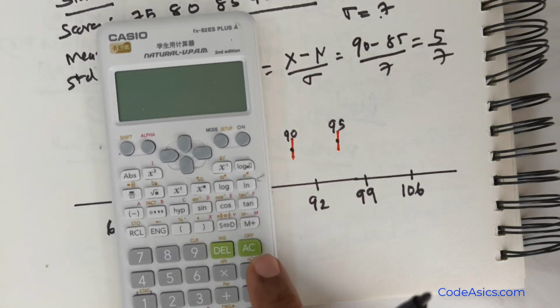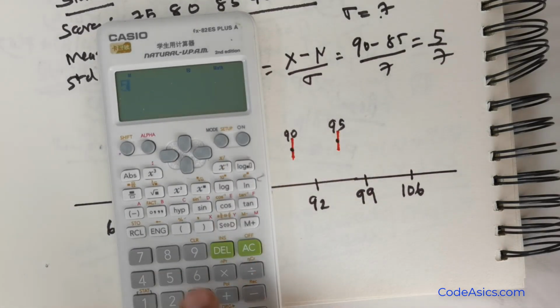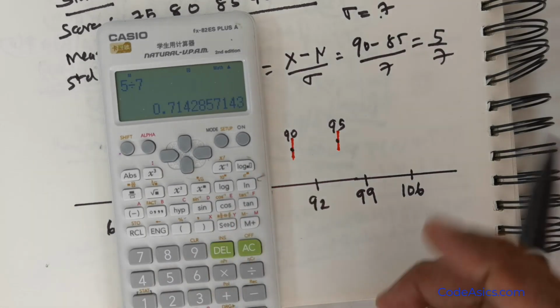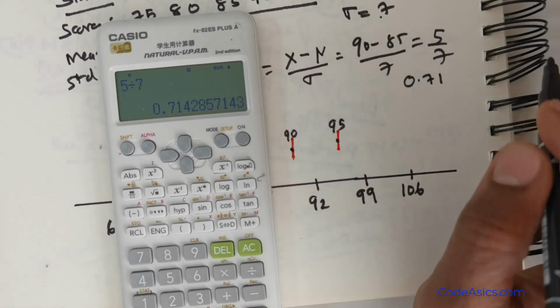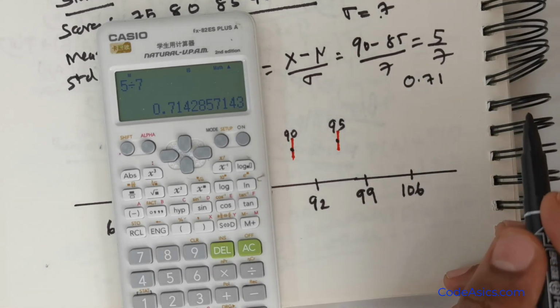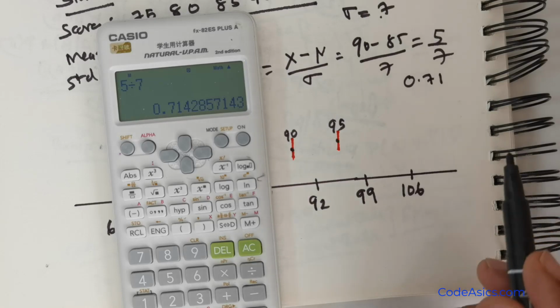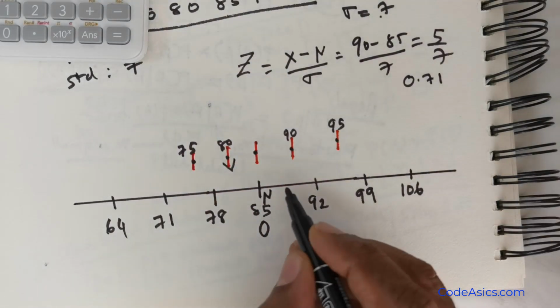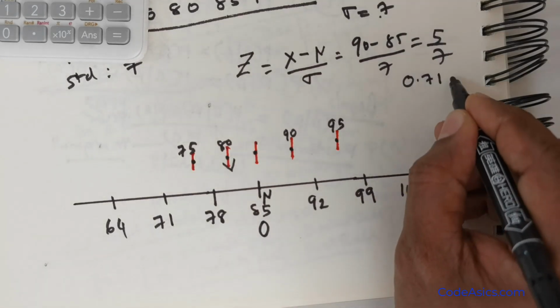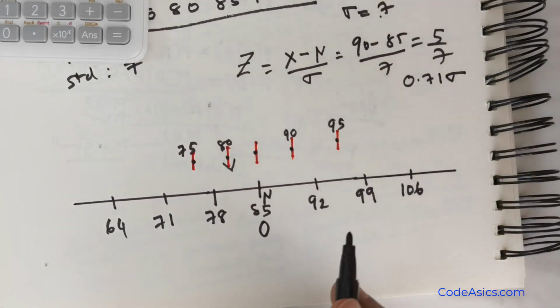So you divide 5 by 7, you get a value of 0.71. 2 digits are sufficient. So that would mean this value 90 is 0.71 sigma from the mean. So that's the way you need to read this.